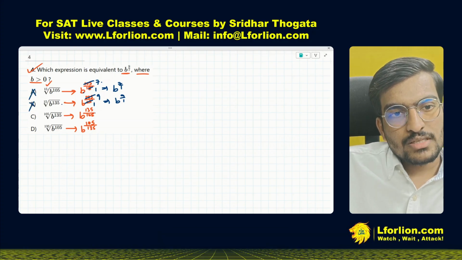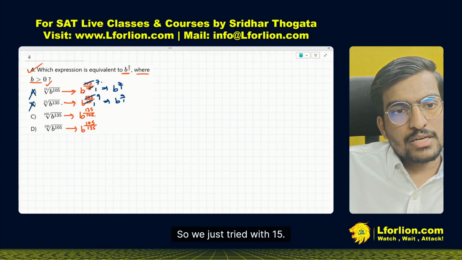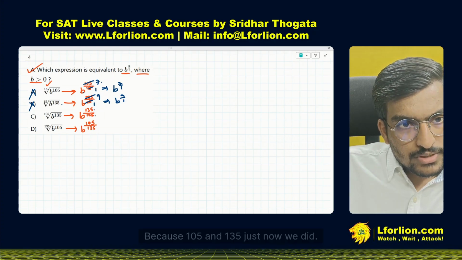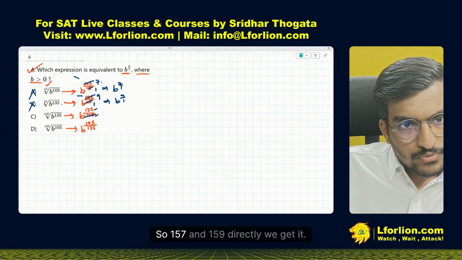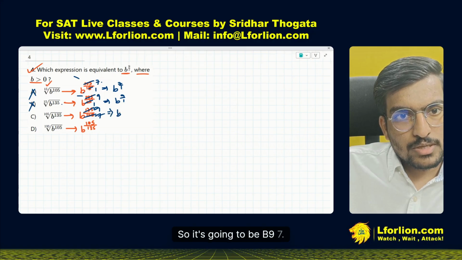Coming to C, we just tried with 15. Why can't we try this with 15 again? Because 105 and 135, we just did, it works with 15. So 15 times 7 and 15 times 9, directly we get it. So it's going to be b power 9 by 7.